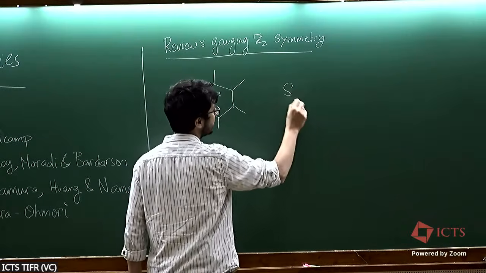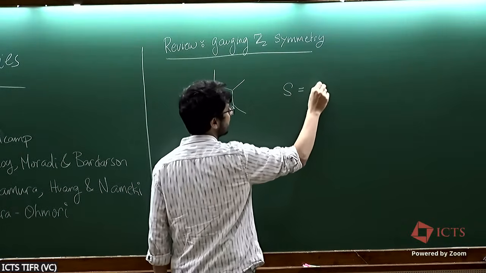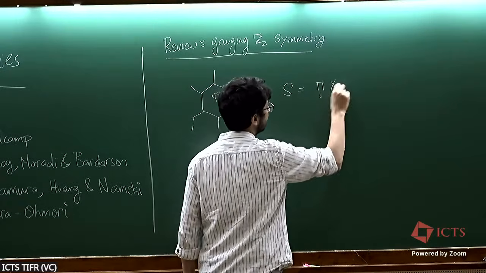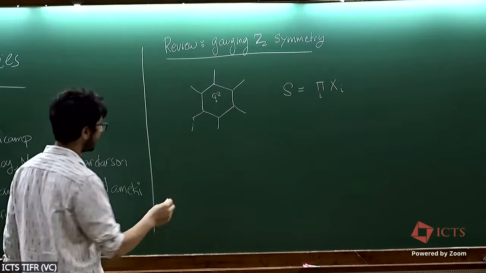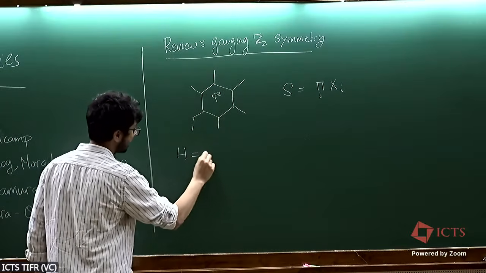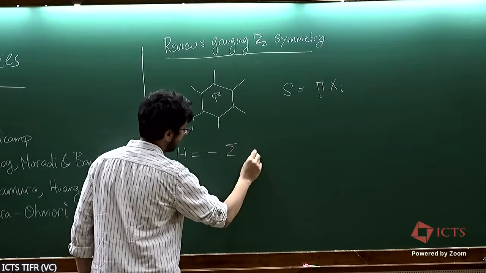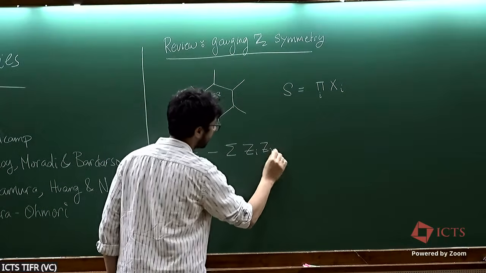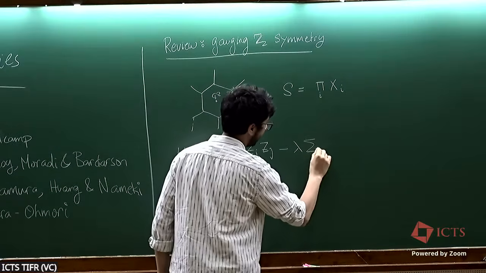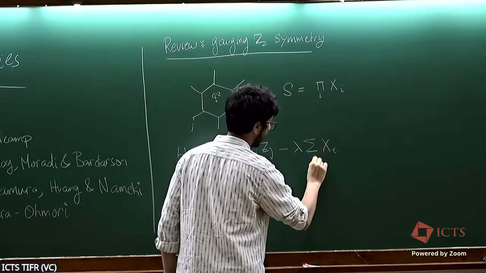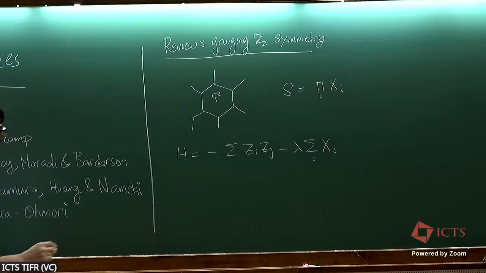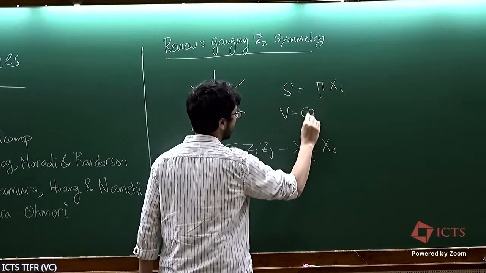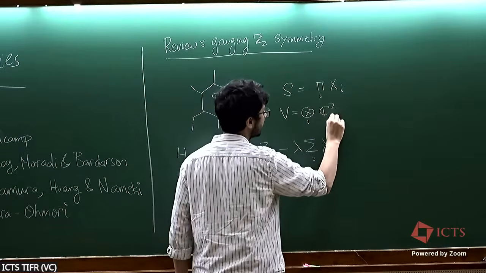Let me denote the Z2 symmetry as S. And this is just the product of all sites, sigma X. And for simplicity, let's consider the most conventional Hamiltonian, which is just minus Zi Zj, just the transverse field Ising model. And so the vector space of this model is just the tensor product of all sites, a qubit at each site.